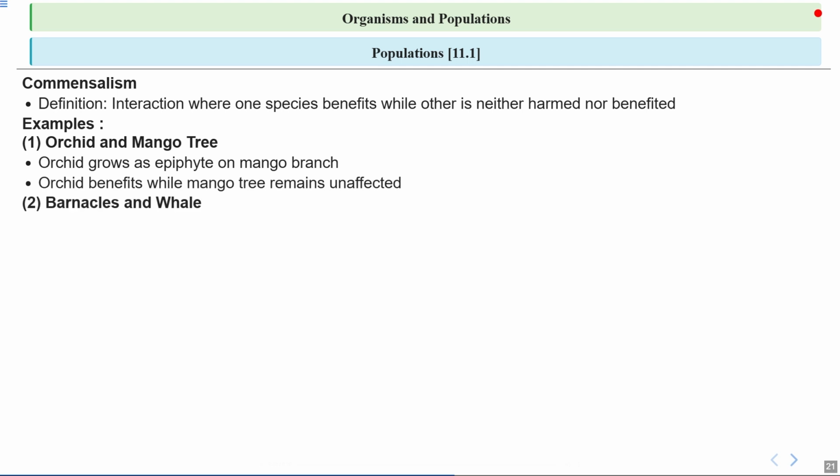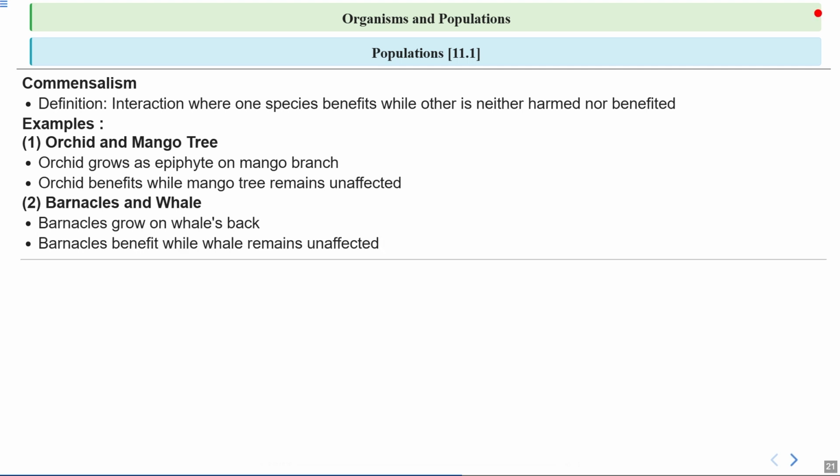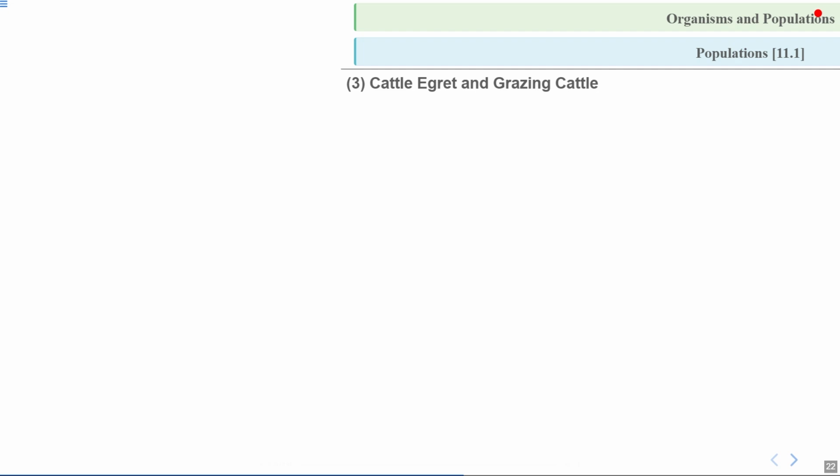The next example is barnacles and whales. So barnacles are small sea creatures that need a place to live and whales provide a perfect moving home for them. So while the whale is moving, these barnacles get access to the nutrient rich water as well. And there is no effect to the whale. So here barnacle benefit while the whale remains unaffected.